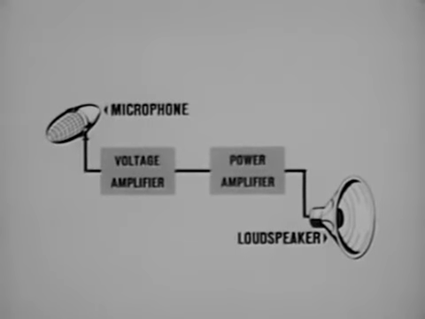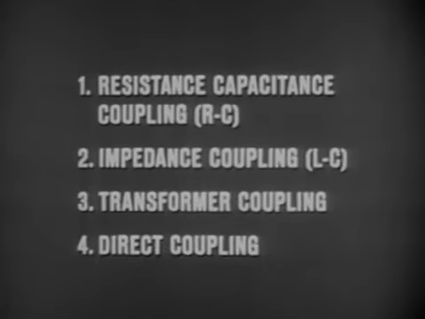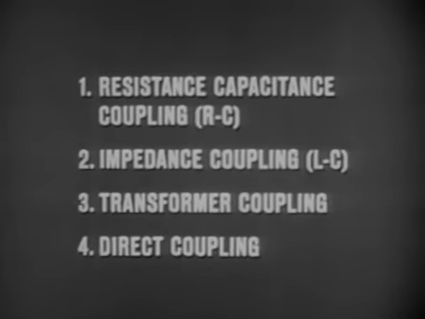There are 4 general methods for coupling the output of an amplifier stage to a following stage or to a load. They are resistance-capacitance, impedance, transformer, and direct coupling. Each method has its own particular advantages and disadvantages, and therefore is employed in circuits where its advantages can best be put to use.